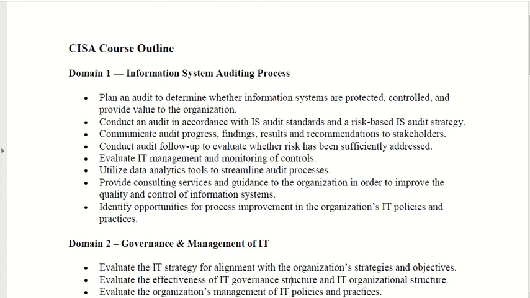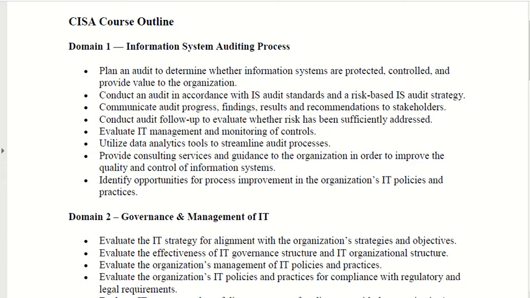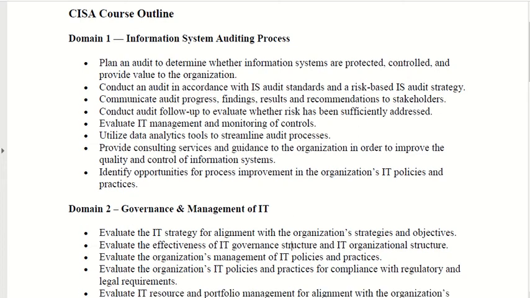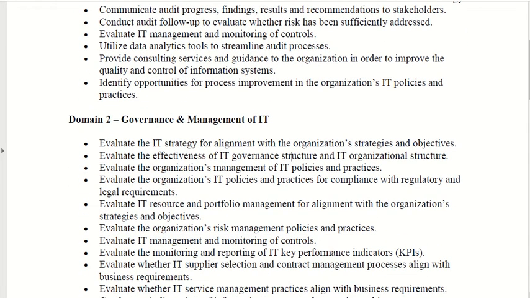Evaluate IT management and monitoring of controls. Utilize data analytics tools to streamline audit processes. Provide consulting services and guidance to the organization in order to improve the quality and control of information systems. Identify opportunities for process improvement in organizations' IT policies and practices.